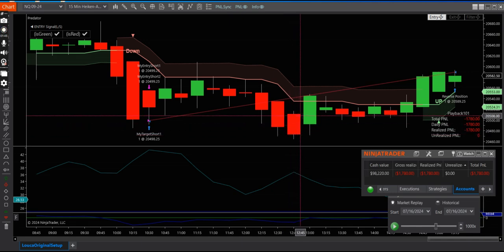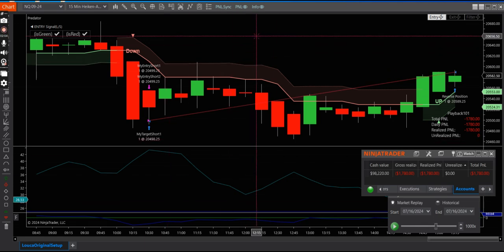And when it did reverse, of course it didn't stop me out here. Again, there's no profit target. It had to reach my 3.5 ATR before it stopped out, which is here. So I still managed to lose 1,700 on this one particular day right here, 7/16.